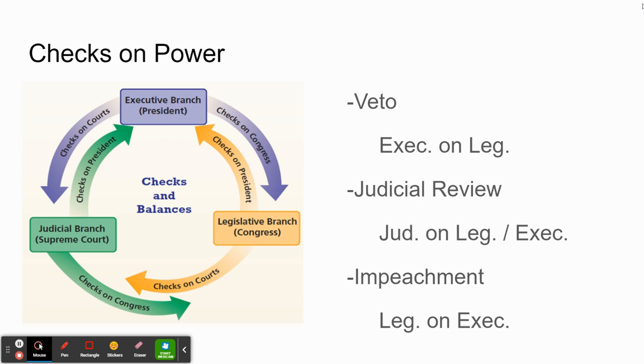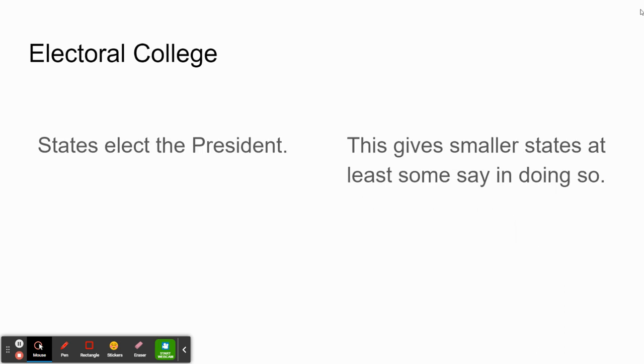There's a veto, for example. The executive, the president, has a check on the legislature. If Congress passes a bad law, the president can veto it. Judicial review allows the Supreme Court to look at legislation and, if it's deemed unconstitutional, to get rid of it. Impeachment: the legislature can get rid of someone in the executive department, including the president, if they are guilty of a crime that rises to the level that the people's representatives, the House of Representatives, feels warrants removal from office.